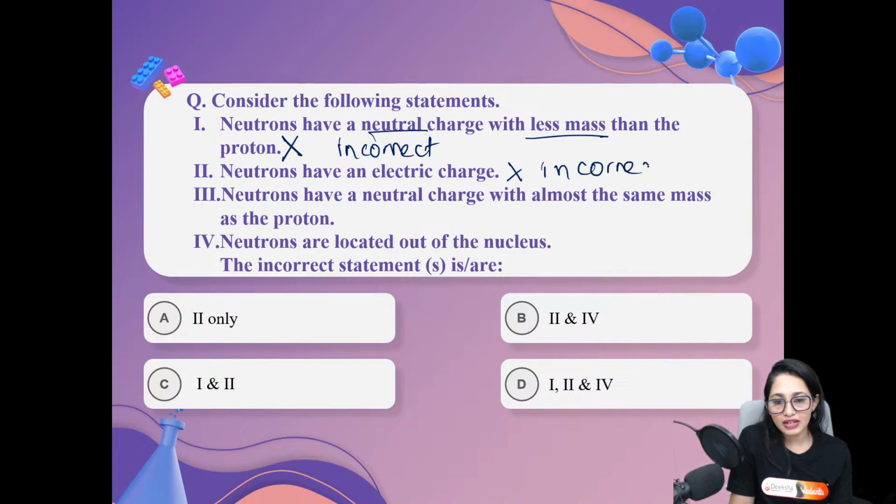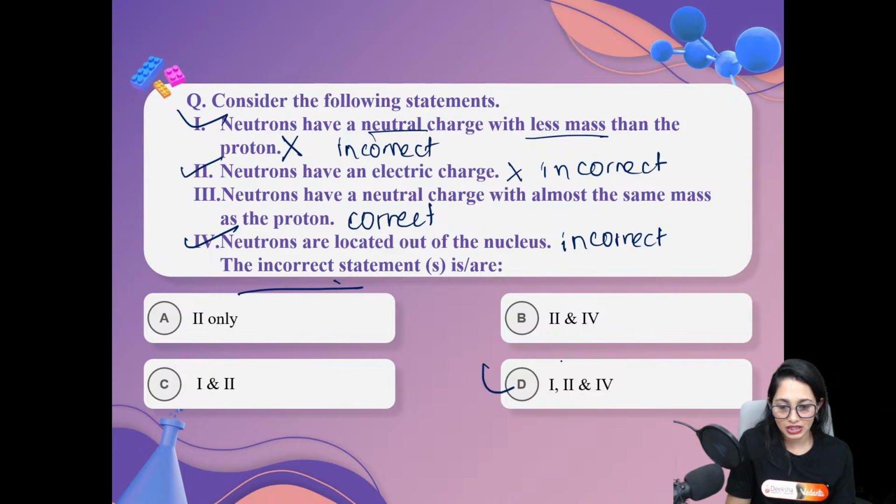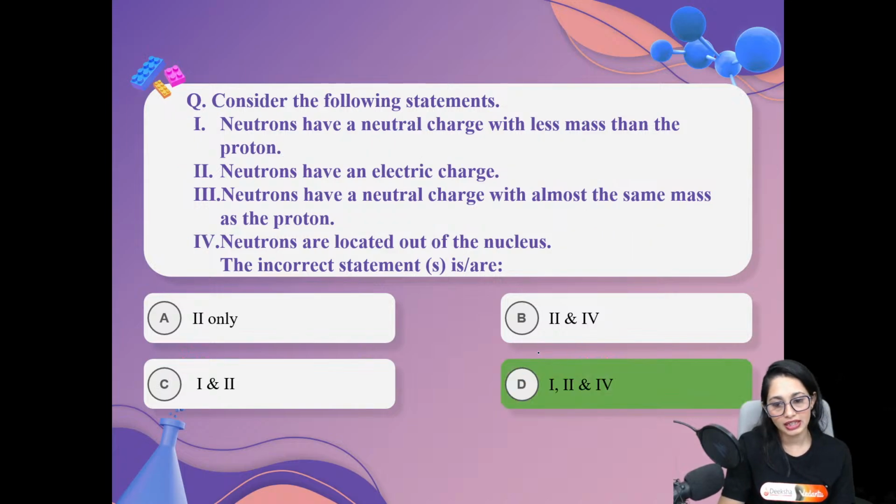Next. Neutrons have a neutral charge with almost the same mass as that of a proton. This is correct. Neutrons are located out of the nucleus. No, they are inside the nucleus. This is also incorrect. So, which option holds good? They are asking for incorrect statements. So, 1, 2 and 4. This is the right answer. Option D is the right answer.